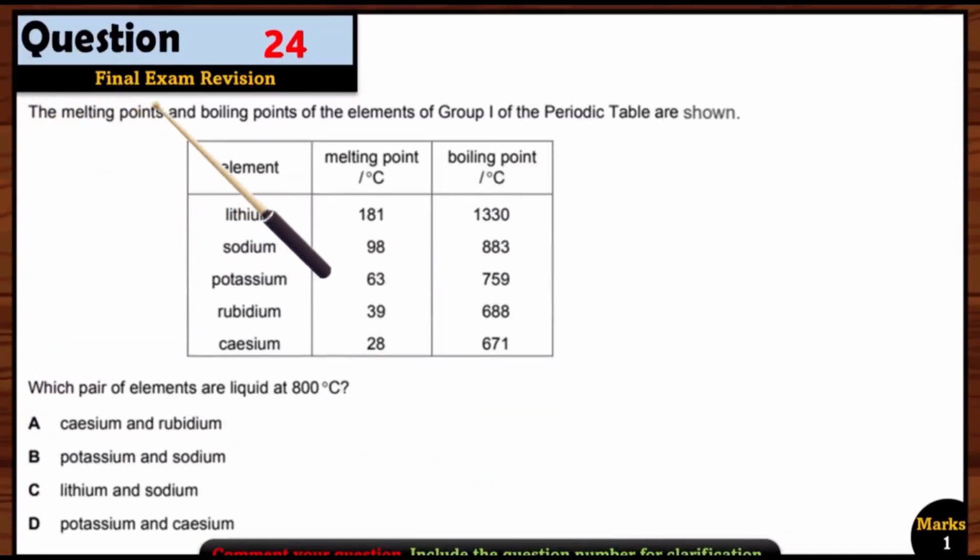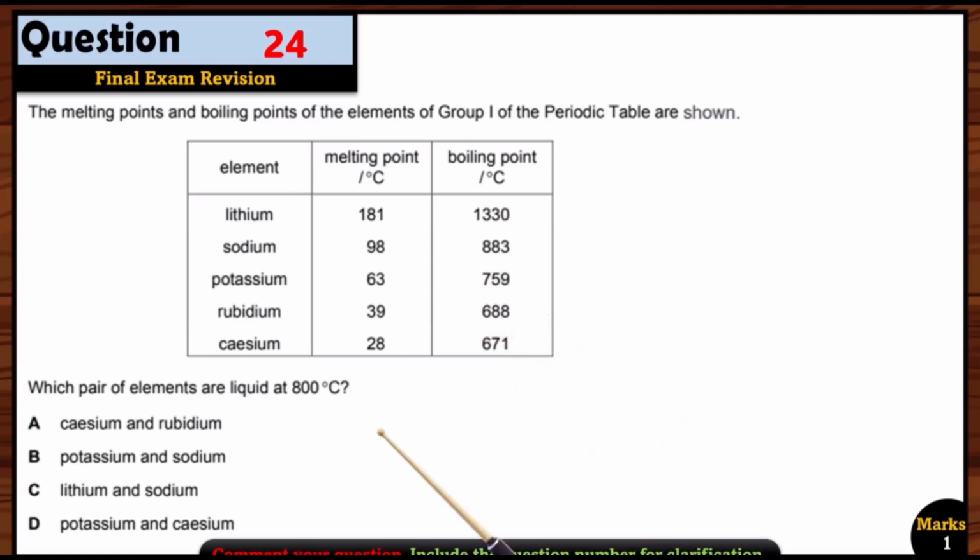Question 24. The melting points and boiling points of the elements of group 1 of the periodic table are shown over here. Which pair of elements are liquid at 800 degrees Celsius? So we have to compare the melting and boiling points, right? Which one can be liquid at 800? Those whose boiling point is less than 800 will be gas. Can you see 759, 688 and 671?